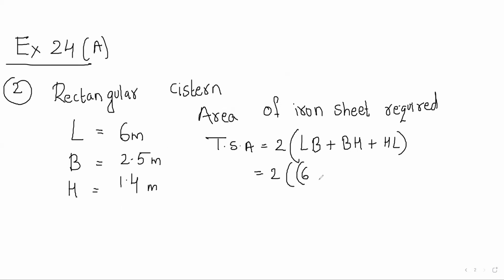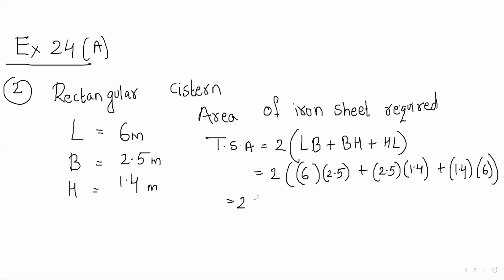So now length is 6, breadth is 2.5 plus breadth is 2.5, height is 1.4 plus height is 1.4 and length is 6. Now let us solve this further. 2 in bracket, 6 into 2.5. So 6 into 2.5, we get 6 5s are 30, 3 carry, 6 2s are 12, 13, 14, 15. After one digit, we'll put a decimal point. It's nothing but 15. Then comes 2.5 into 1.4.